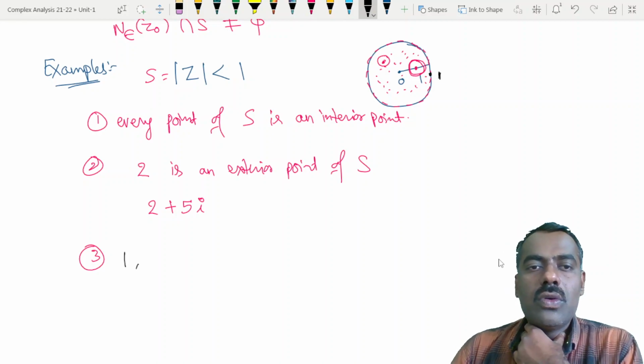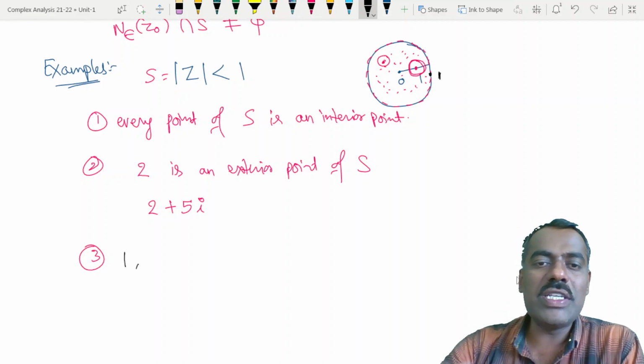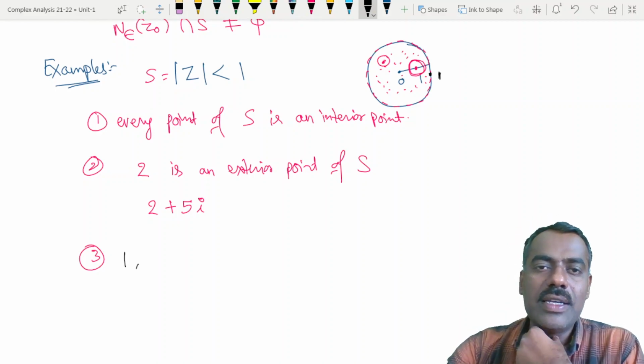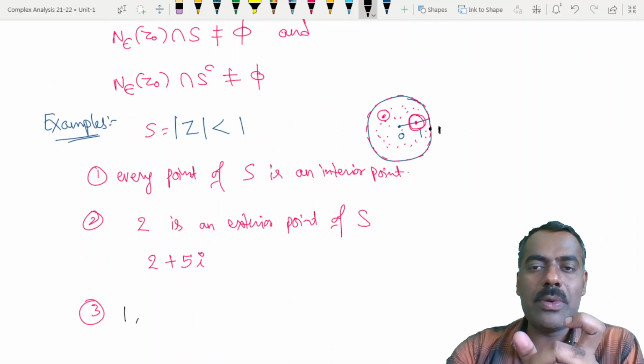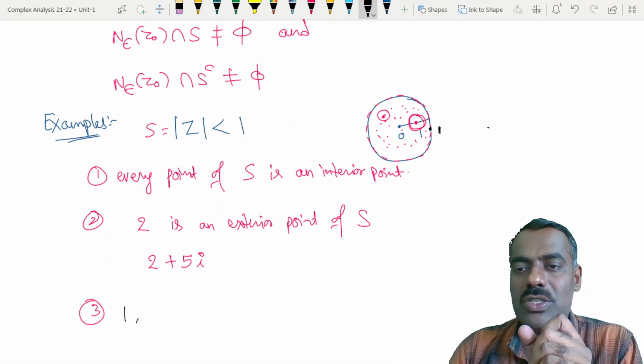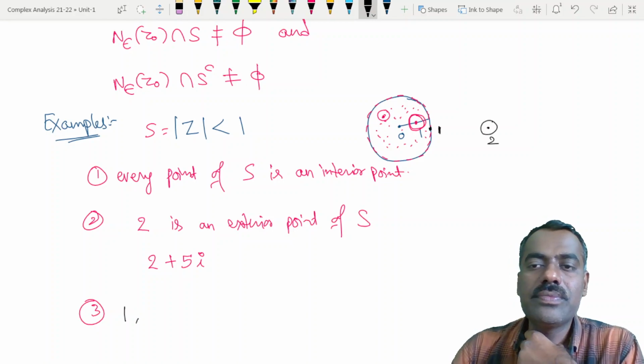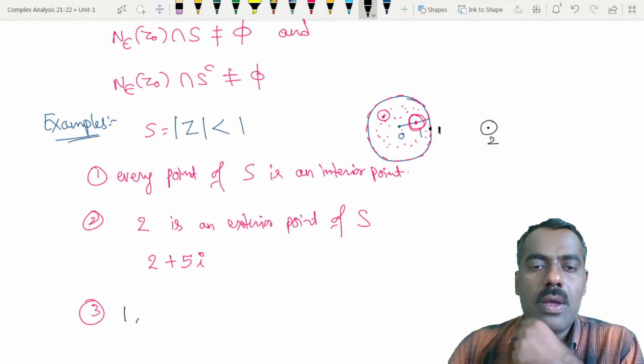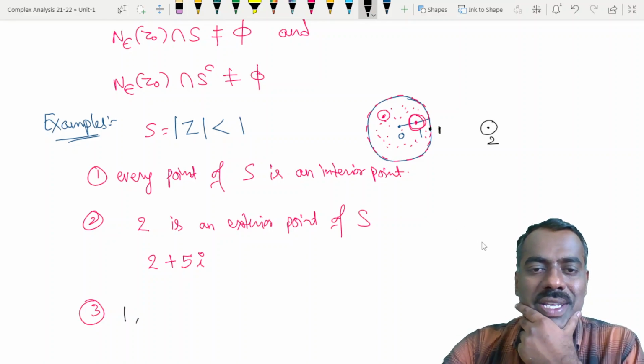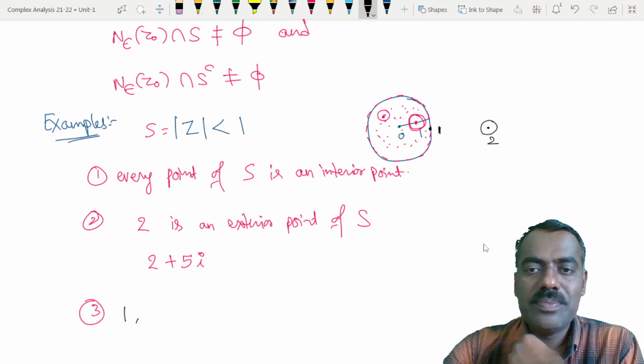2 is not a boundary point. Why? Because 2 is an exterior point. You can find a small neighborhood. See, for example, here it is 2. I can find a small neighborhood which is not at all intersecting this S. Is that clear? Now, what are other points?